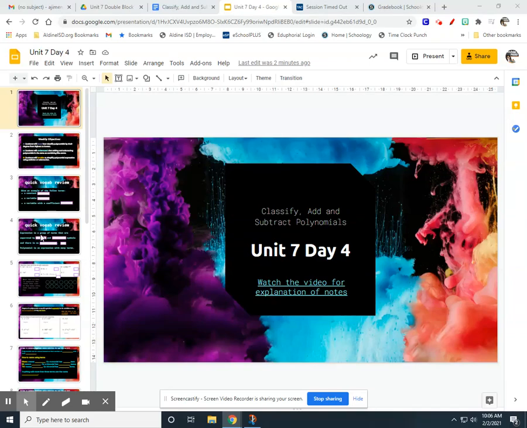Here's unit 7, day 4. So remember last week you took the start interim and then you also did your mid-unit test, which is basically just trying to make sure you know how to do your laws of exponents.